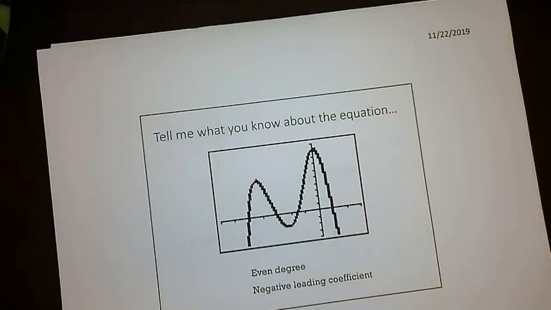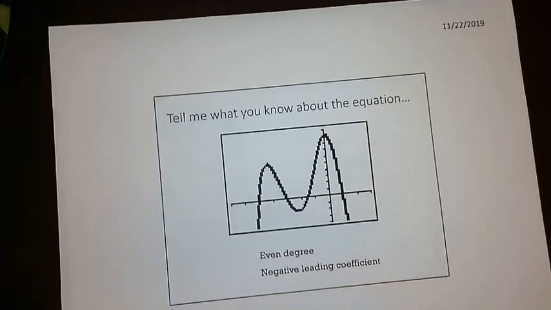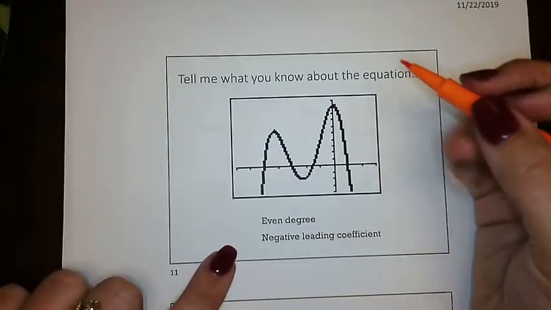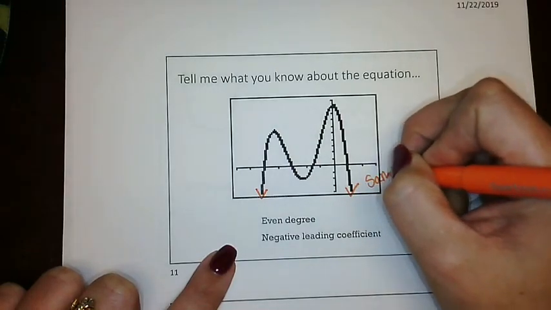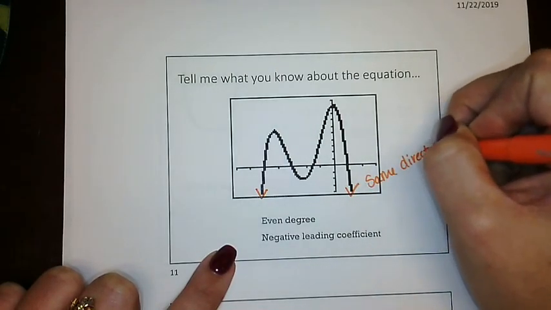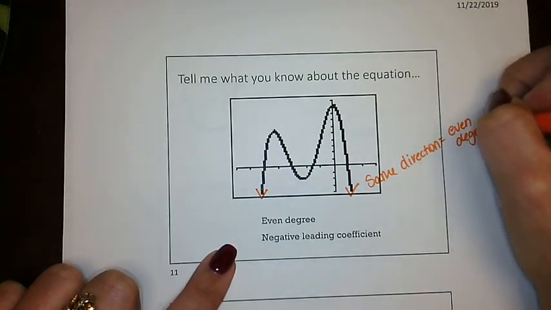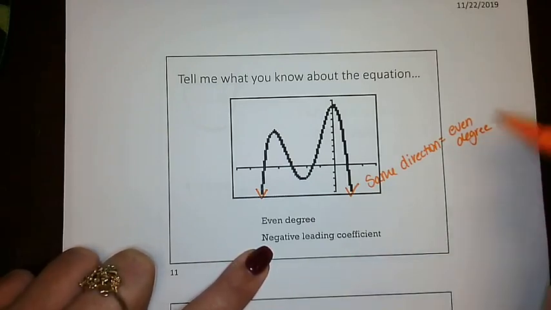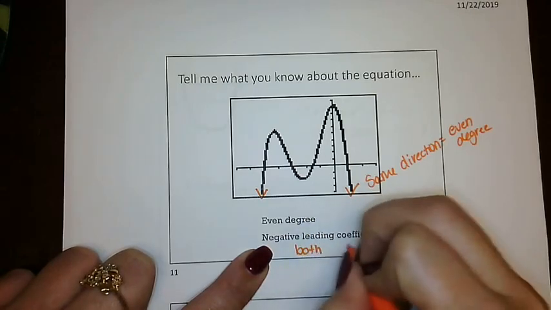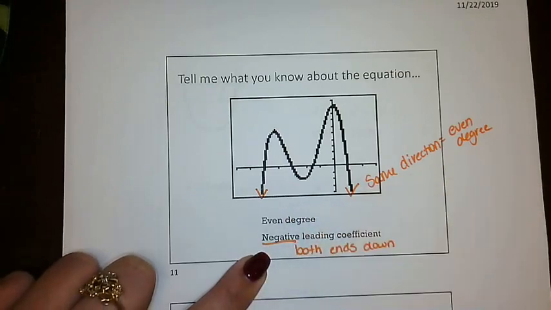So let's look at this. It says, tell me what do you know about the equation? And we know that it's an even degree because they're both going the same direction. And it's a negative leading coefficient because it's going down. So since they're both going down, it means it's a negative leading coefficient.